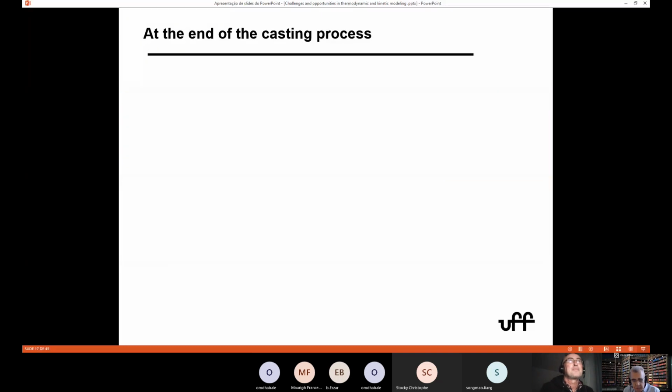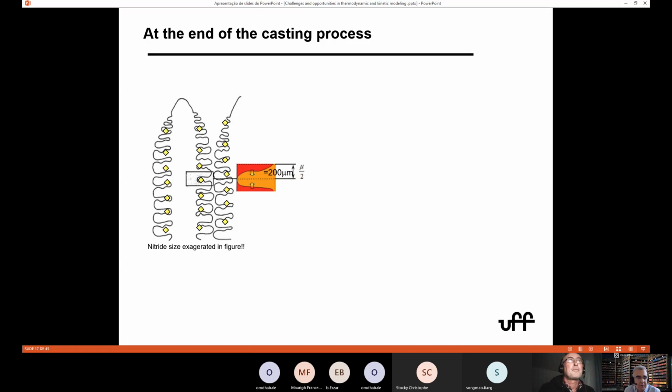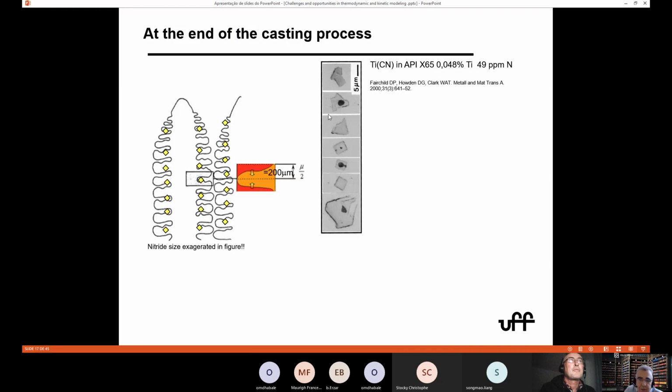Sure. So at the end of the casting process, if you have a titanium niobium steel, for instance, what you have is this. They are beautiful, of course. I just exaggerated the size, but you have all these nice titanium nitrides, and I picked up some pictures from the literature. We also have some of this, but this one I wanted to emphasize because what we are doing now is modeling how they nucleate on the alumina inclusions, because they clearly nucleate on alumina, so you can probably do some engineering on what is going to be there to nucleate or not.